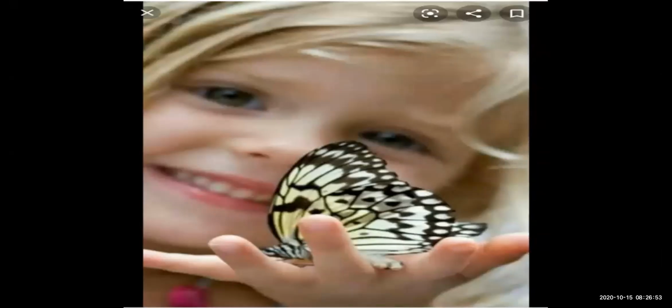Look at this poet's sister. Her name was Emmeline. She was very fond of butterflies. We see a colorful butterfly on her hand, with a colorful design on its wings, and she is very happy to see this great creature.